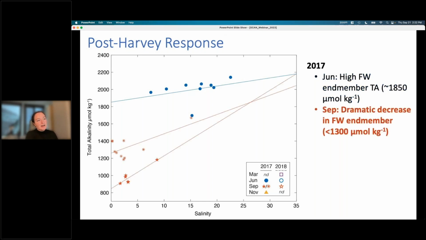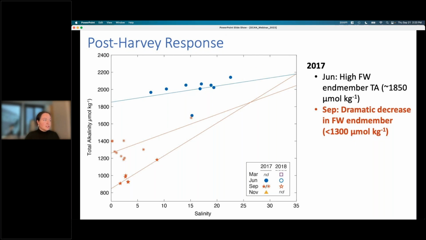However, following Hurricane Harvey in September, we see a dramatic decrease in that freshwater end member at both of our sampling time points. Our sampling time point 2 weeks after Hurricane Harvey is indicated by the red-filled stars, with the freshwater end member close to around 850 micromoles per kilogram. And by the next week, 3 weeks after the storm, indicated by the asterisk symbols, we are starting to see a slight recovery with freshwater end member values closer to around 1300.